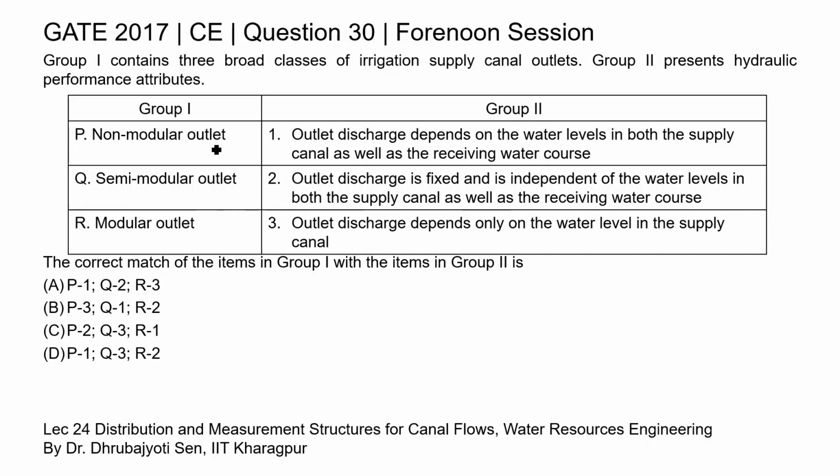So in this question, 2 groups are given. In group 1, names of the canal outlets are given, and in group 2, the hydraulic performance attributes are given. We need to do the correct match between group 1 and group 2. So this question is from the topic of canal outlet. You may study canal outlet in detail by watching lecture 24, distribution and measurement structure for canal flows, water resource engineering by Dr. Dhruvya Jyoti Sen, IIT Kharagpur.